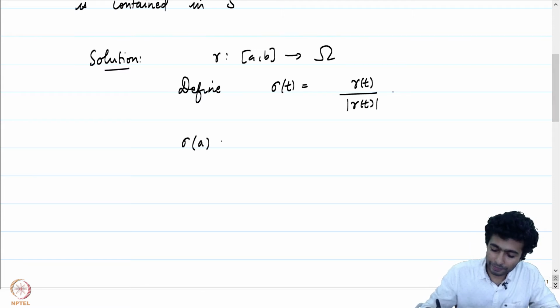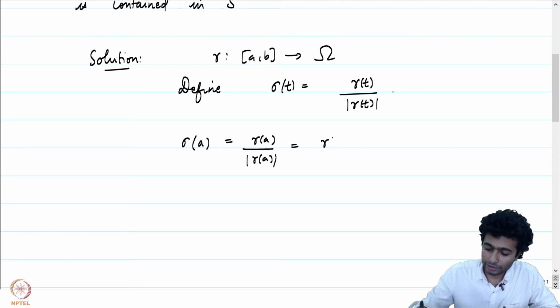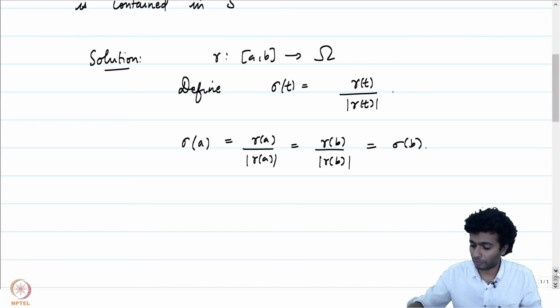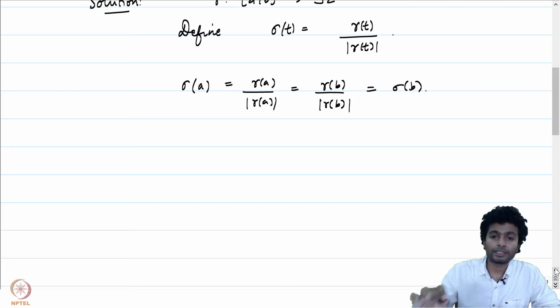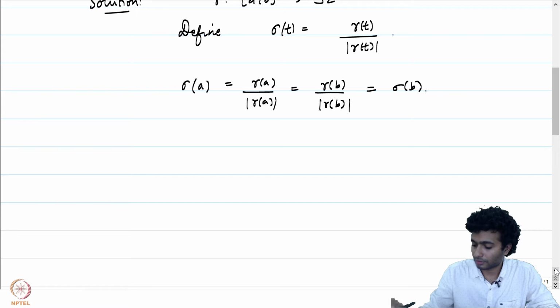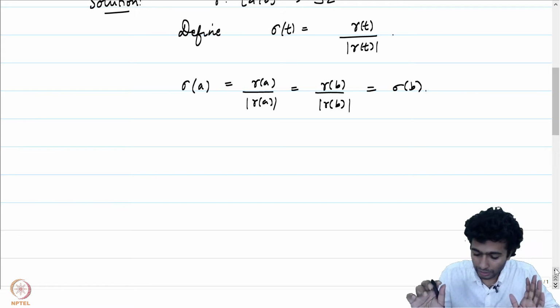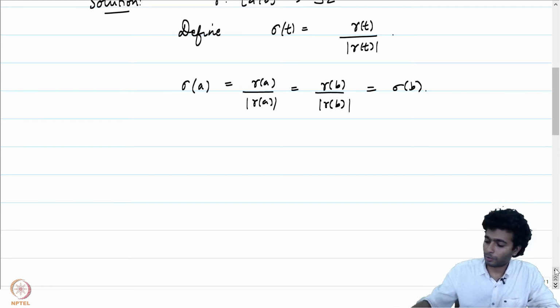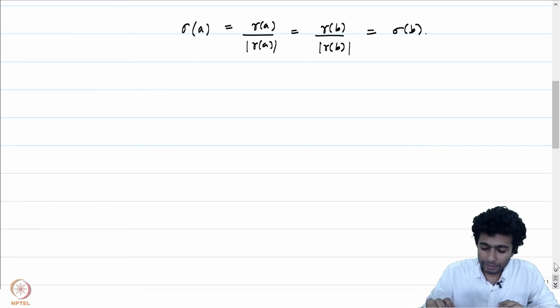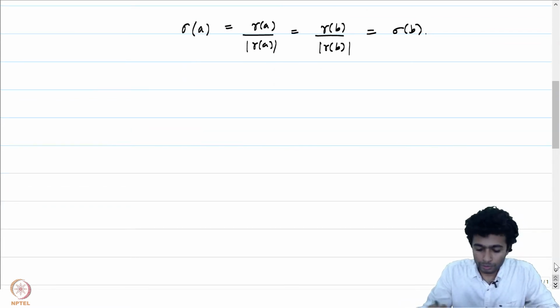So this is indeed a curve which is contained in S1, and it's a simple check to see that sigma of A is equal to gamma of A divided by the absolute value of gamma of A. But gamma is a closed curve, and therefore this is equal to gamma of B divided by the absolute value of gamma of B, which is equal to sigma of B. And therefore we have that sigma is a closed curve with its image contained in S1. Of course, we have not proved anything about gamma being homotopic to sigma, but we will do that in a minute by explicitly defining what the homotopy is.